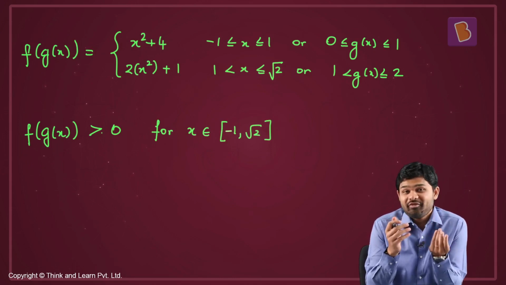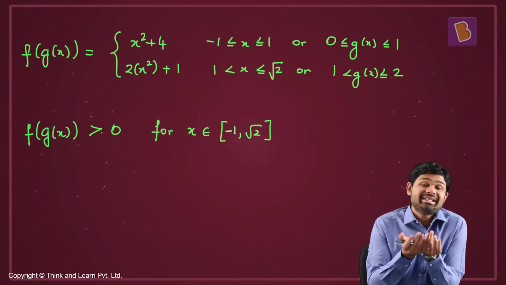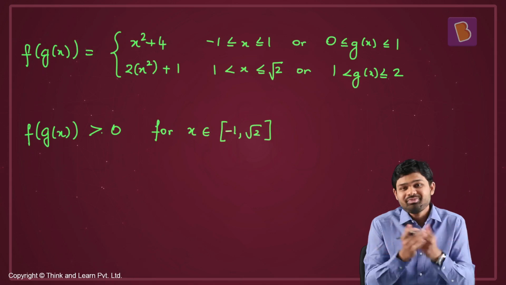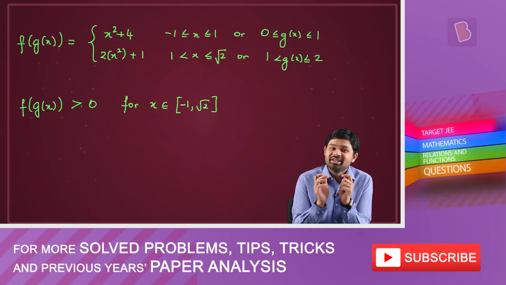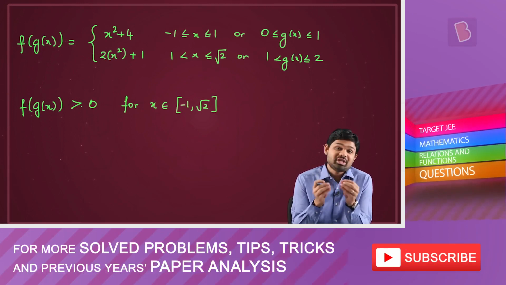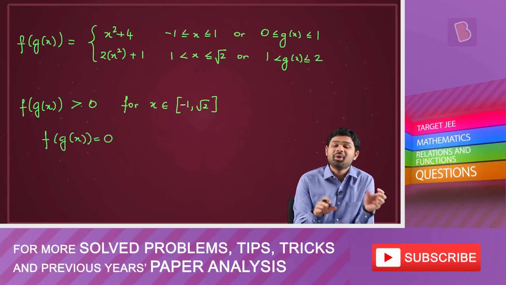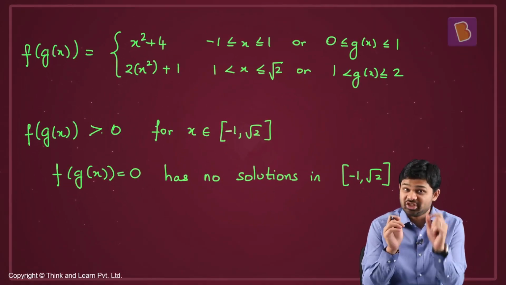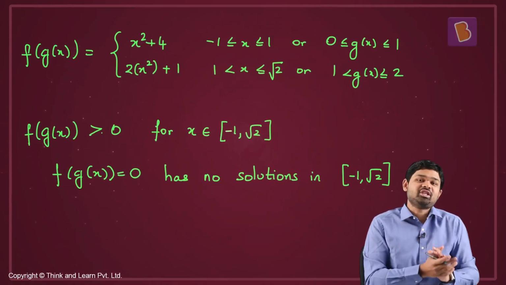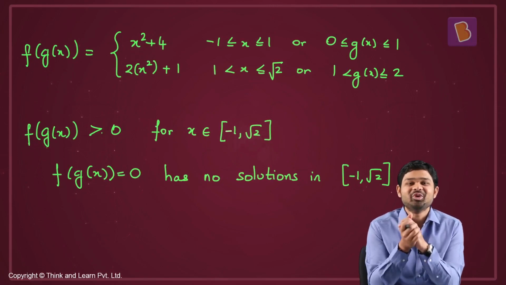So f of g of x is always going to be greater than or equal to 0 in its domain, which means f of g of x can never be 0 in the domain. So this equation f of g of x is equal to 0 has no solutions at all. So the correct answer to this question is actually 0, because f of g of x equal to 0 has 0 solutions.